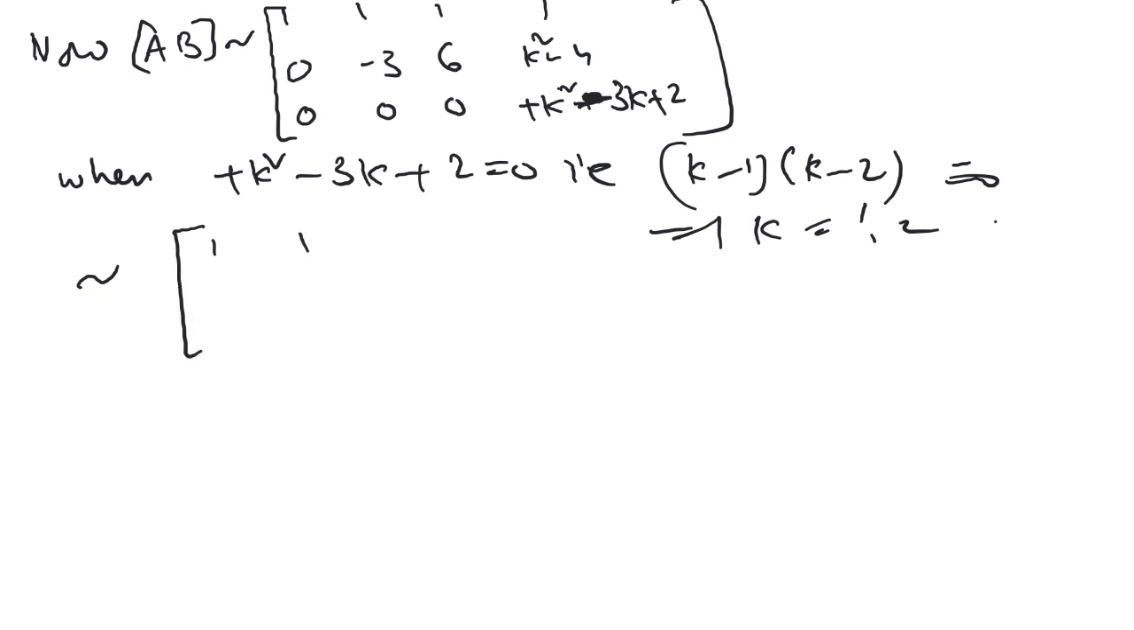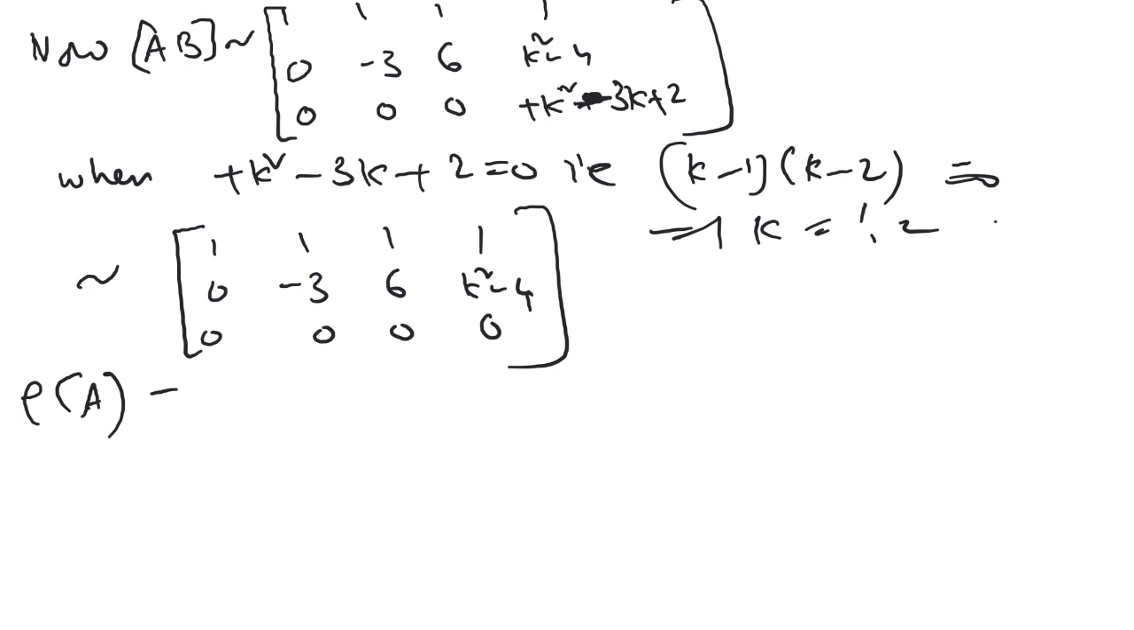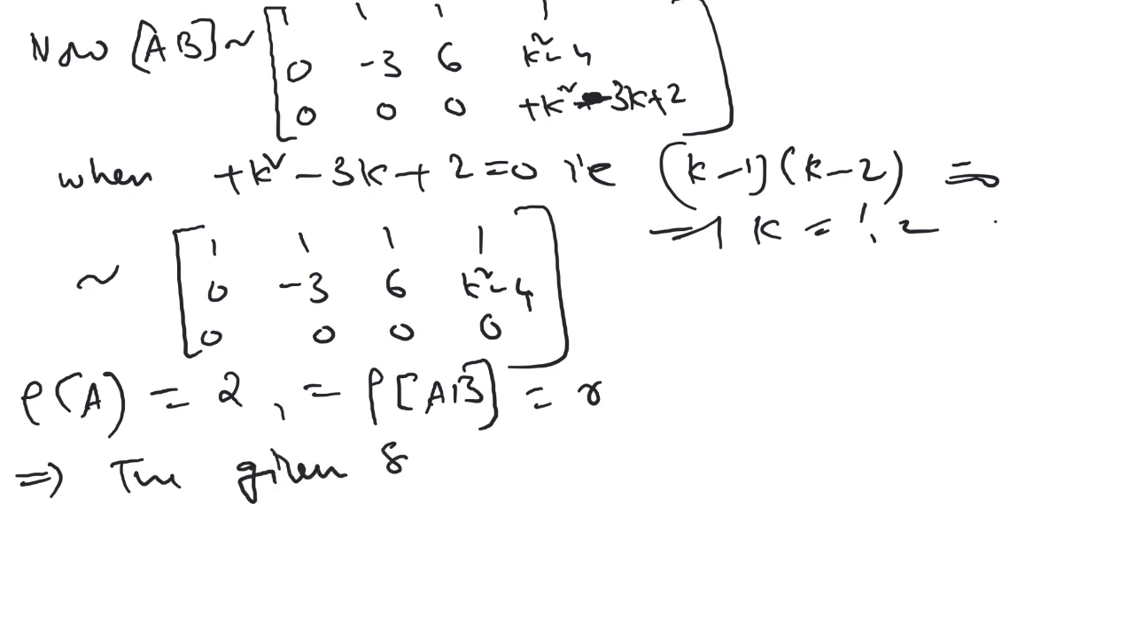1 1 1 1 0 minus 3 6 k square minus 4 0 0 0, last row is also 0, so that everybody can guess that rank of A is nothing but 2, and that is also equal to rank of AB, so that the given system is consistent. The given system is consistent when k is equal to 1 or k is equal to 2, right?